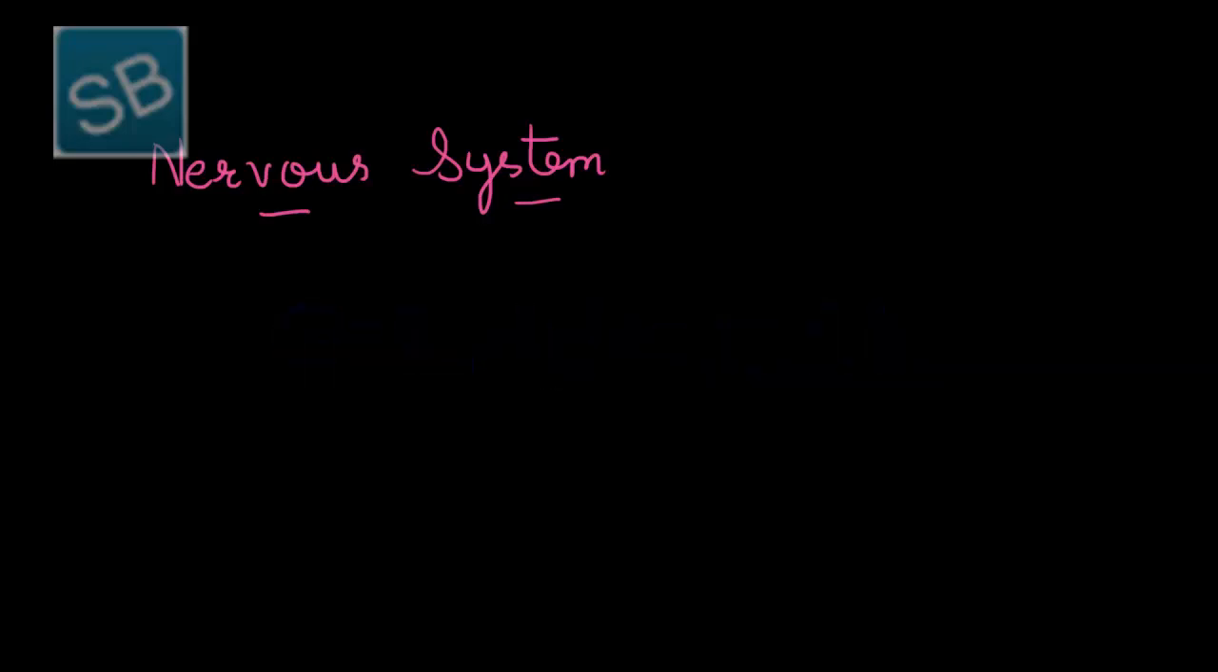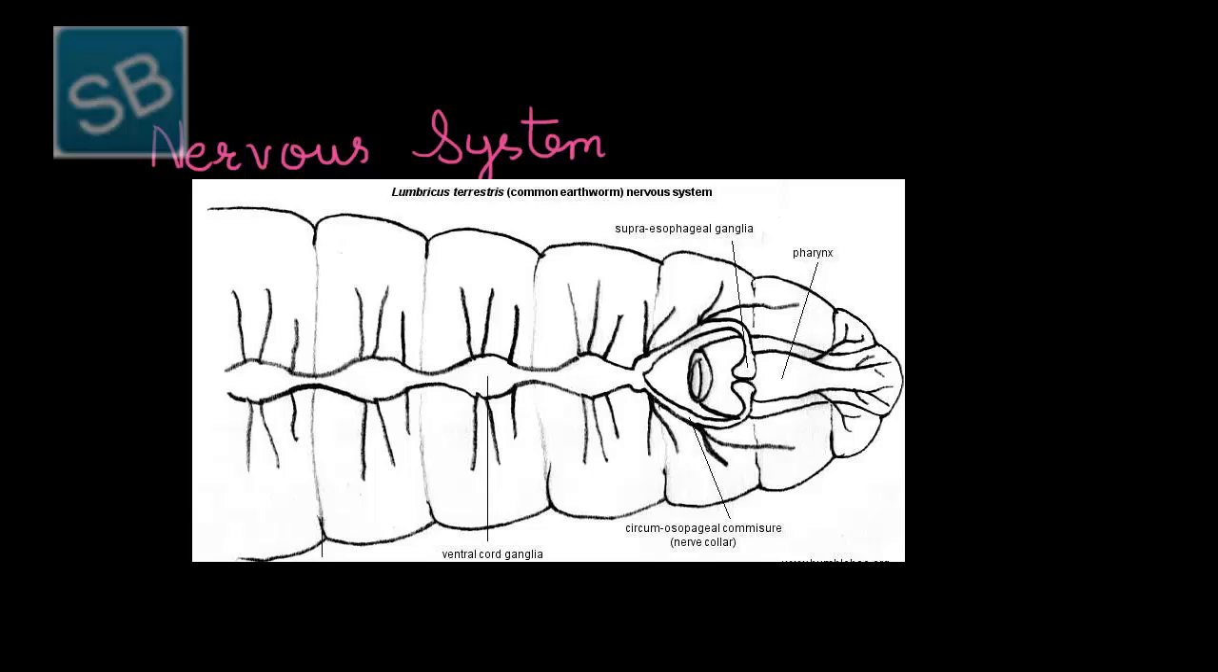Now let's study another important system, that is the nervous system. This figure depicts the nervous system of the earthworm and associated structures. As can be seen from the figure, the nervous system of the earthworm is ganglionated, that is, it possesses ganglia. Nerve ganglia are formed by the combination of nerve cells of the corresponding segment. Thus, for different segments, the combination of nerve cells results in the formation of nerve ganglia.